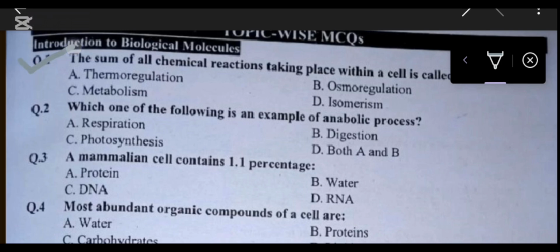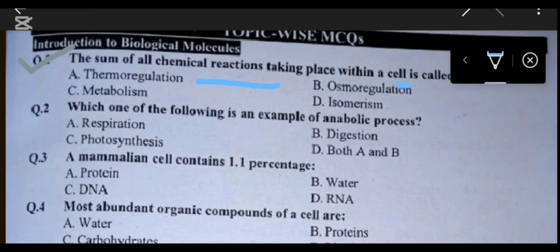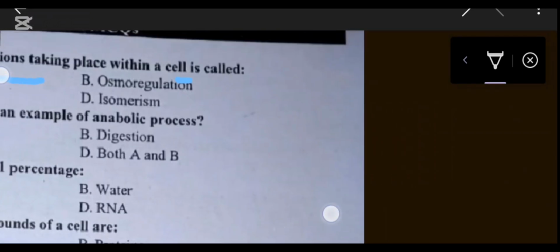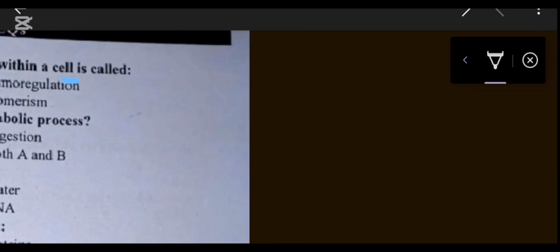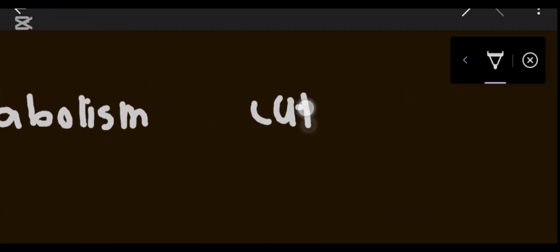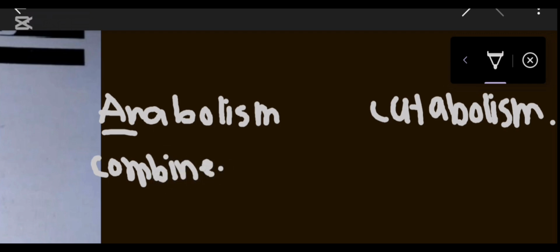The first question is: the sum of all the chemical reactions taking place within the cell is known as? Look, we have many reactions. We have 2 types of reactions in the cell. The first reaction is anabolism and the second is catabolism. Here the word ana means to combine, those reactions which are formed by combining, and cata means to cut.